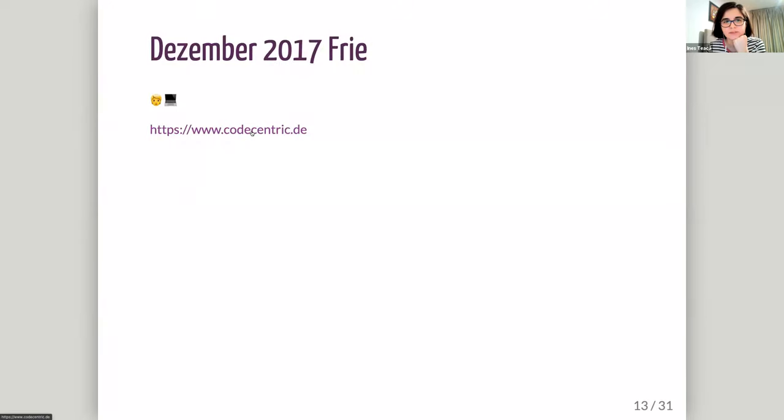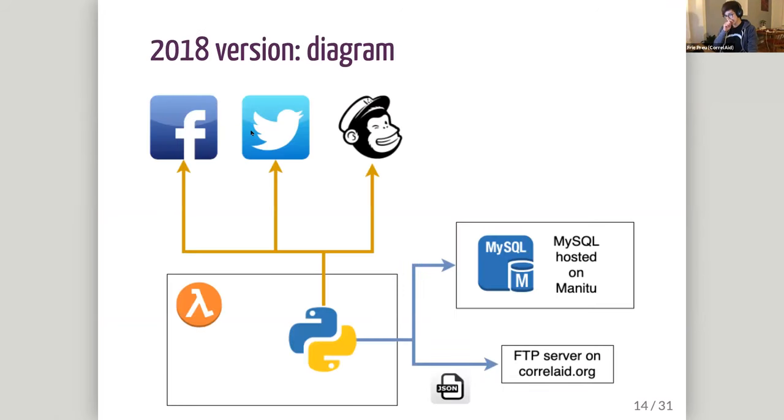Yeah. Okay, so something that also triggered this update of the code was that I started working at the IT consulting company that I mentioned. It's called Codecentric. And in the first half year of 2018, I learned a lot of new technologies. And as I said earlier, this is always when I go to CorrelAid and look for a project where I can use my new skills. And so the new version looked like this.